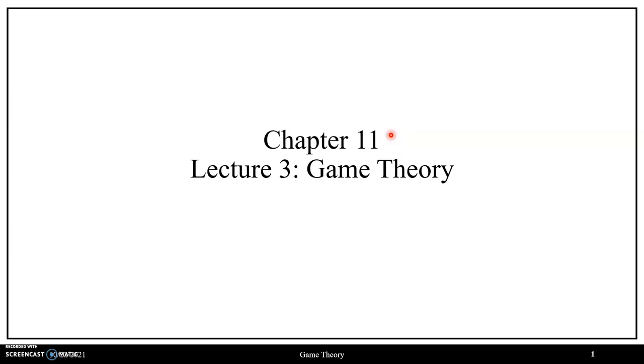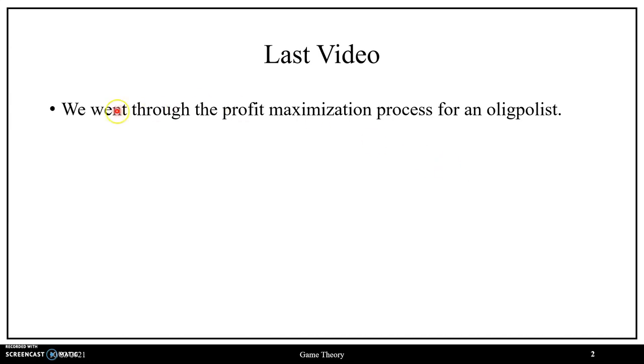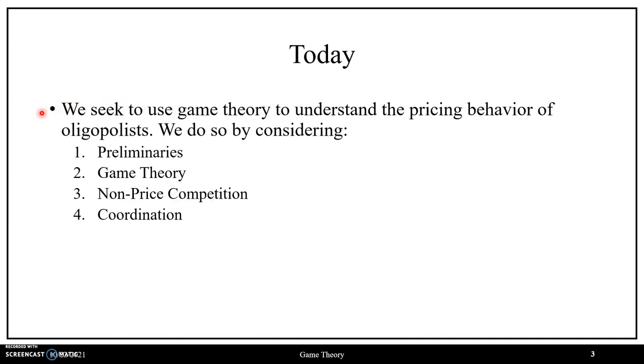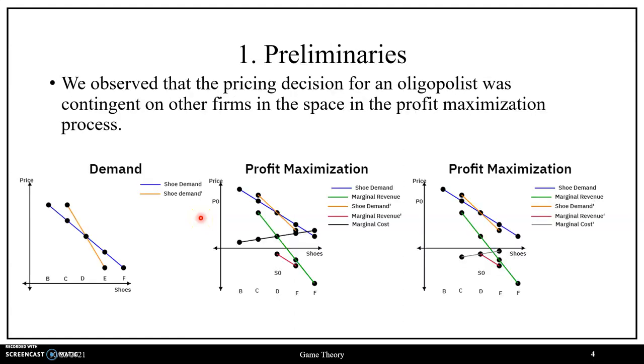In this video, we continue our discussion on Chapter 11, in which we go over game theory, where in our last video we went through the profit maximization process for an oligopolist. In today's video, we seek to use game theory to understand the pricing behavior of oligopolists, in which we'll do so by setting up some preliminaries in order to discuss game theory, as well as the preference for non-price competition in an oligopoly, as well as the possible outcome of coordination as well.